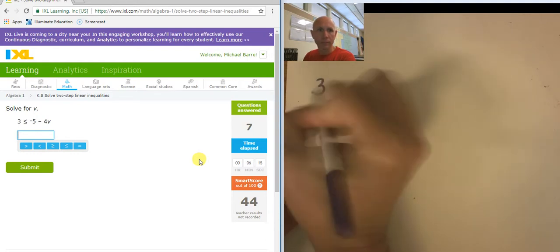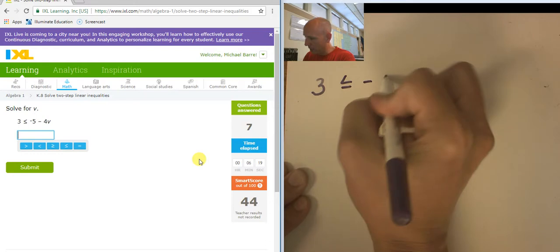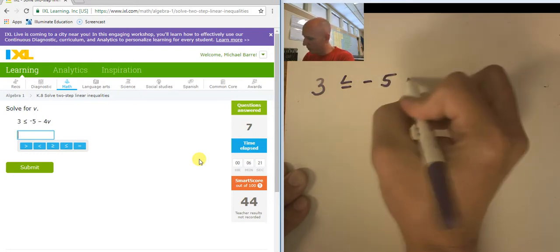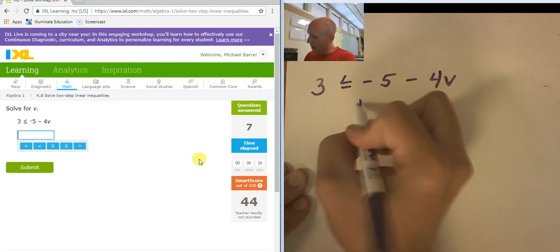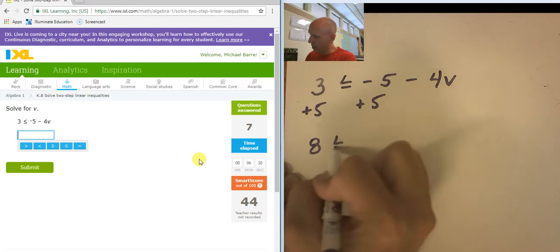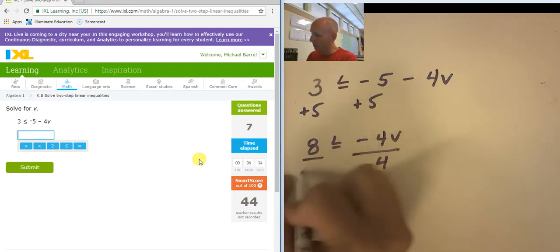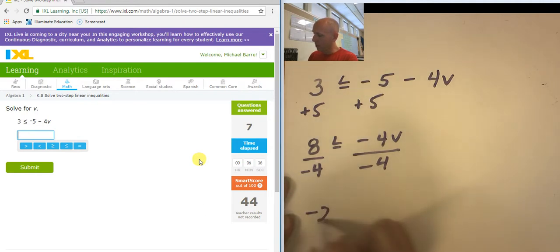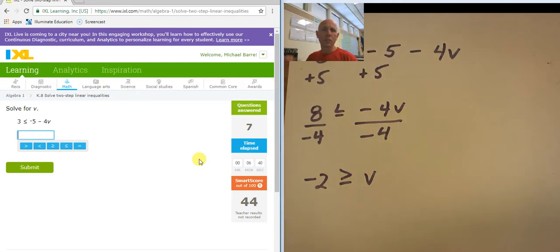3 is less than or equal to negative 5 minus 4v. I'm going to start by adding 5 to both sides. That's going to give me 8 is less than or equal to negative 4v. Dividing both sides by negative 4. That's going to be negative 2 greater than or equal to v. Notice that the negative 4 changed the inequality symbol.